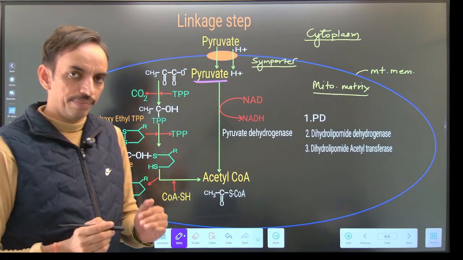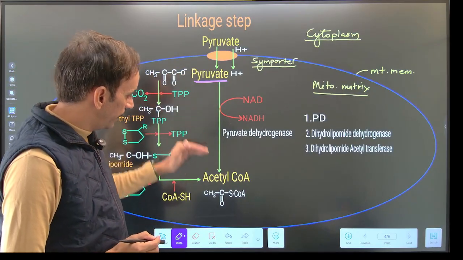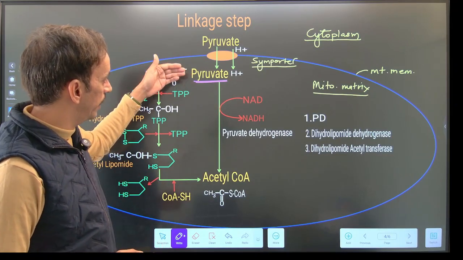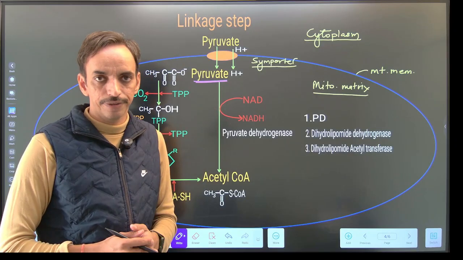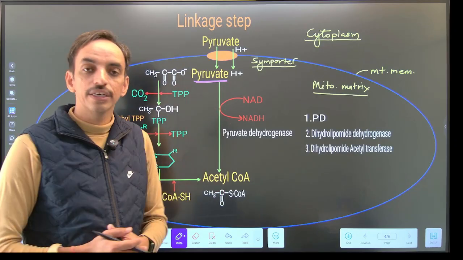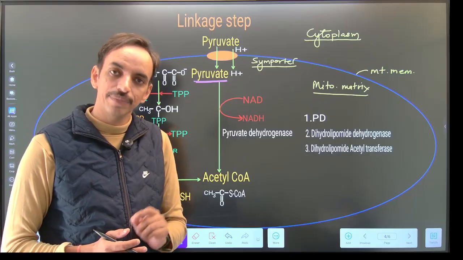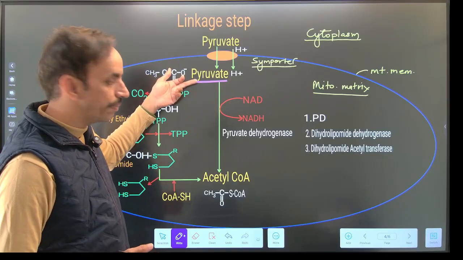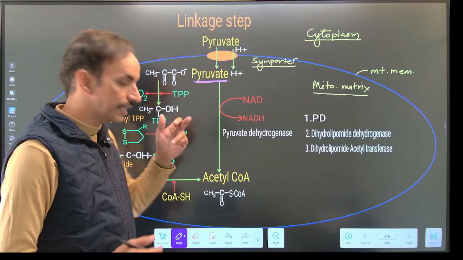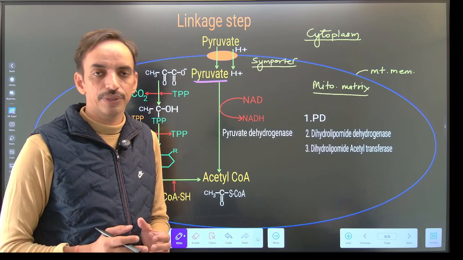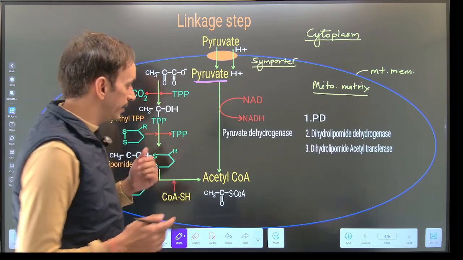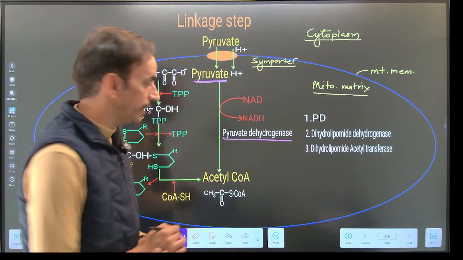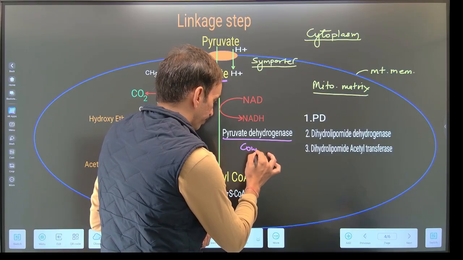Within the mitochondrial matrix, there is a conversion of this pyruvate into acetyl coenzyme A. Now the final product of glycolysis is pyruvate, and the start product of the Krebs cycle is acetyl coenzyme A. So there is a step called the linkage step, which converts the end product of glycolysis into the start product of the Krebs cycle. And here there is an important enzyme called the pyruvate dehydrogenase enzyme complex.